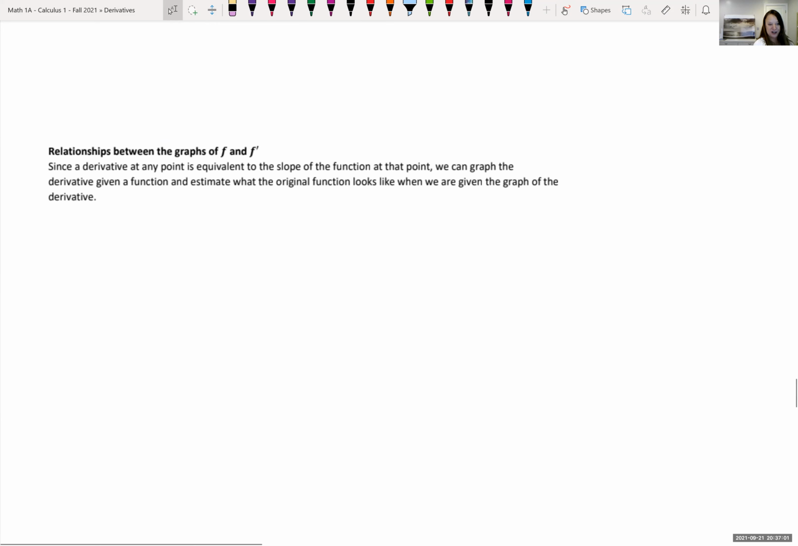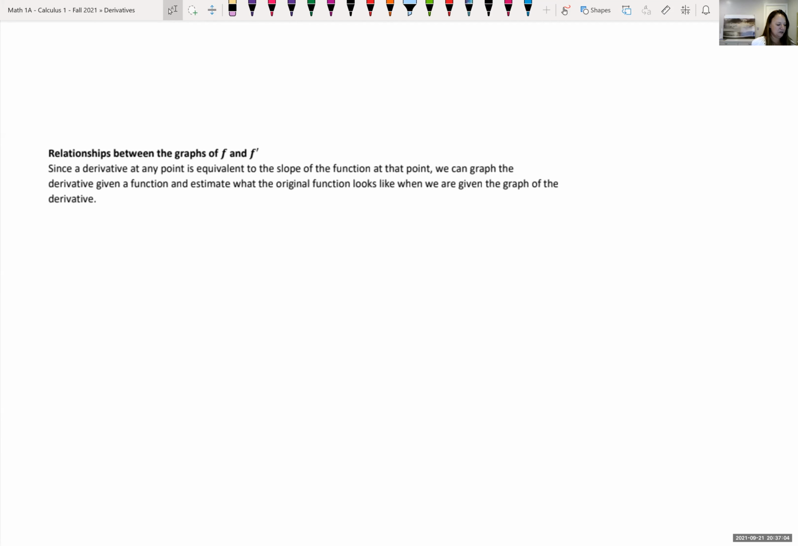Before I do that, I just again want to restate the relationship between the graphs of f and f prime. Since a derivative at any point is equivalent to the slope of a function at that point, we can graph the derivative given the function by estimating the slopes, and likewise estimate the original function when you're given the graph of the derivative.